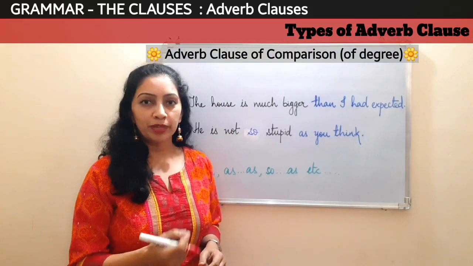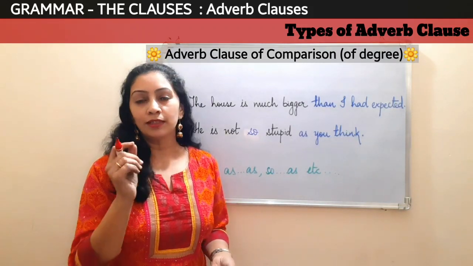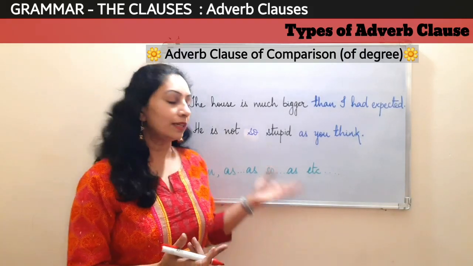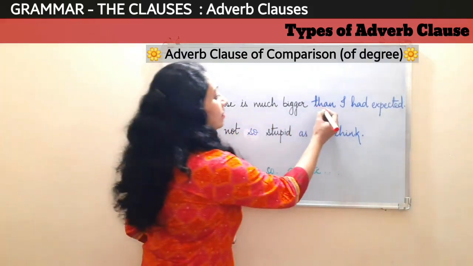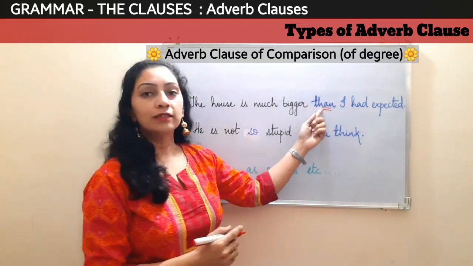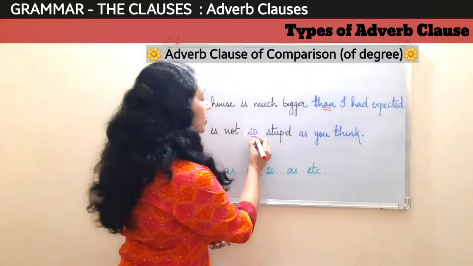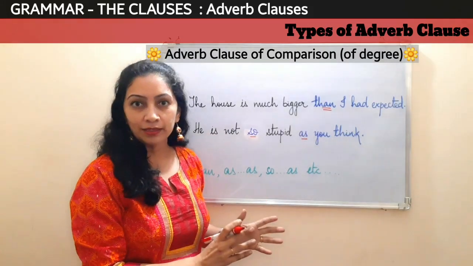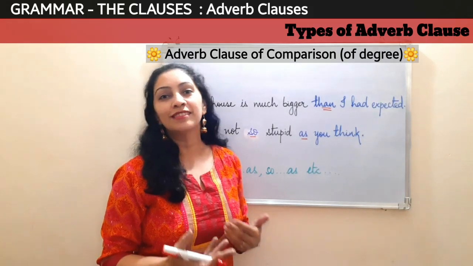Now, adverb clause of comparison is used to compare two elements. It could be people or it could be things. And just as we know that in the comparative degree of adjectives we use than or as, similarly here also we'll use them as conjunctions. Let's start. The house is much bigger than I had expected. So here it gives me a comparison and the conjunction than is used for the adjective bigger. Next, he is not so stupid as you think. So as is used as conjunction for the adverb clause of comparison here. And that's how we use this adverb clause of comparison to compare things in complex sentences.